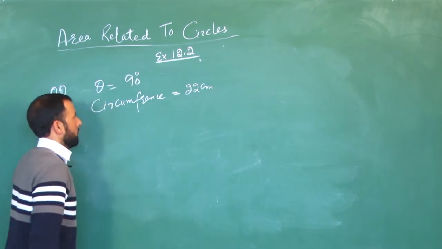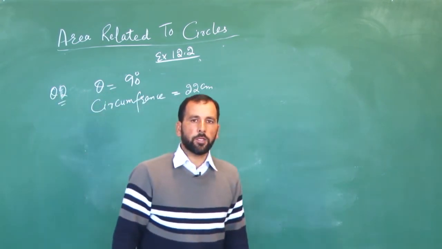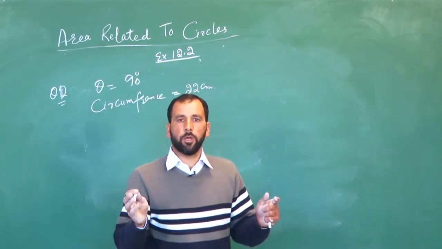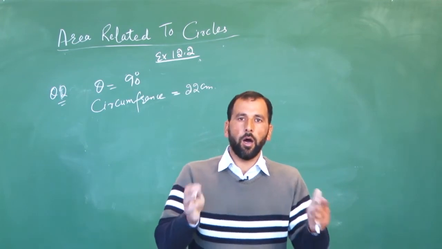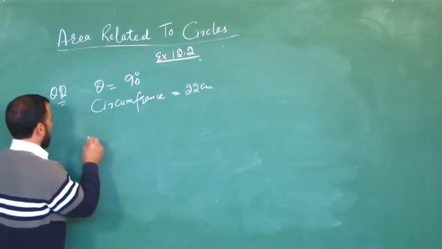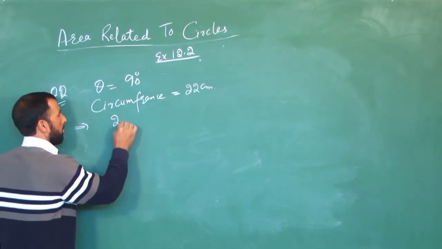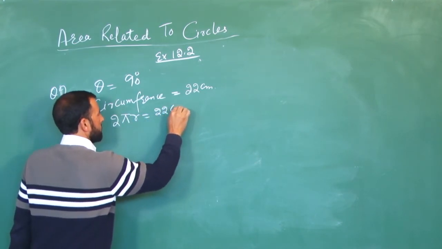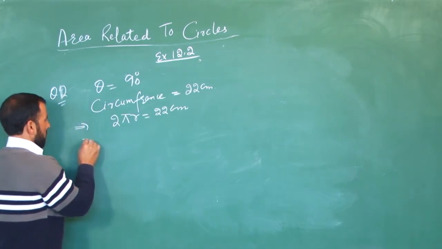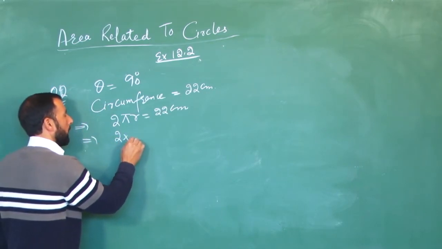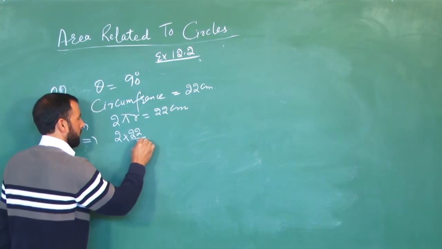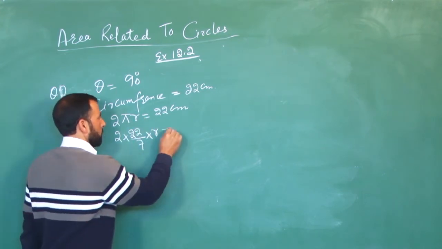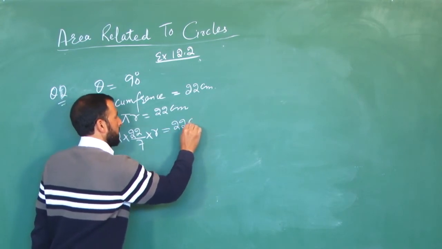From this circumference, we can find the radius of the circle. So what is the formula for circumference of a circle? It is 2 pi r. So circumference of the circle is 2 pi r is equal to 22 centimeter. Now it is 2, the value of pi is 22 by 7 into r. We have to find out this r, which is equal to 22 centimeter.